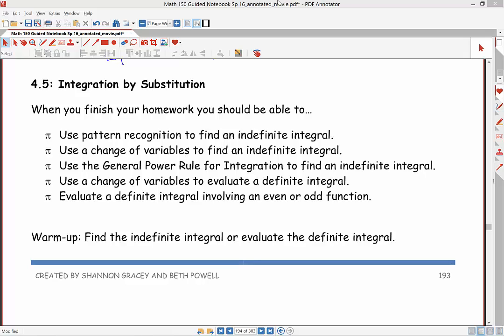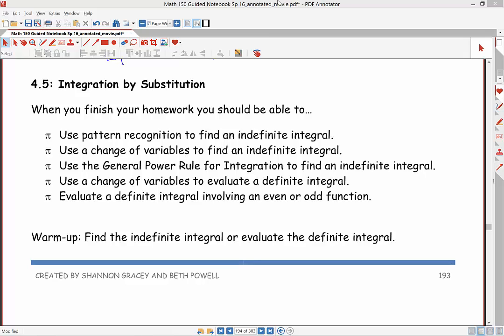Today we'll be covering section 4.5 from the Larson and Edwards text. This is called integration by substitution. It is absolutely imperative that you understand this section and know this section not only for the rest of this course, but for the rest of your calculus life.